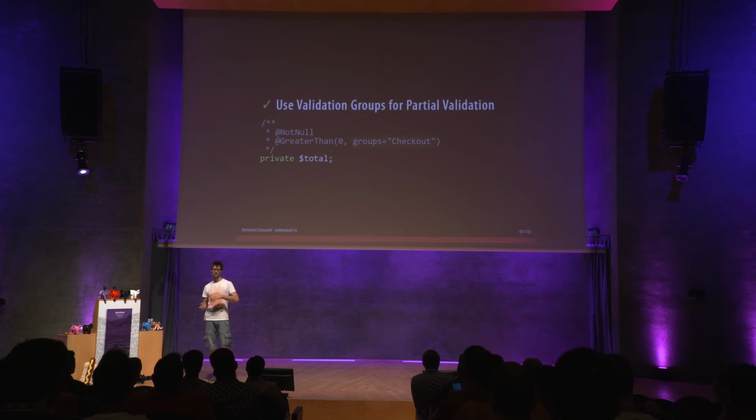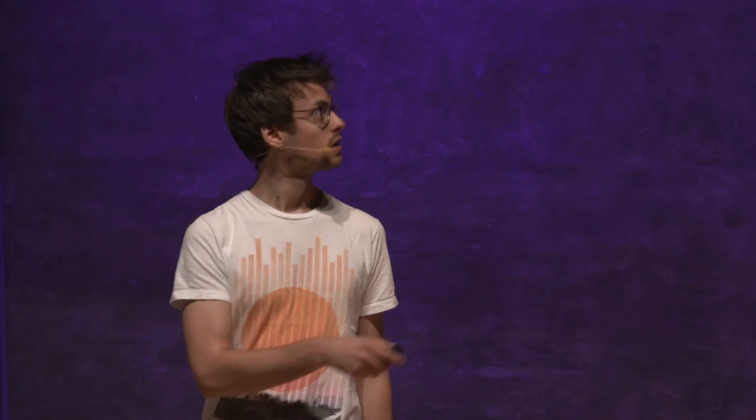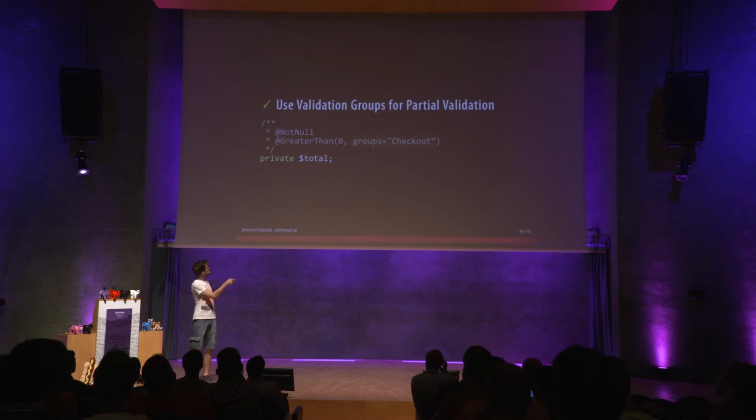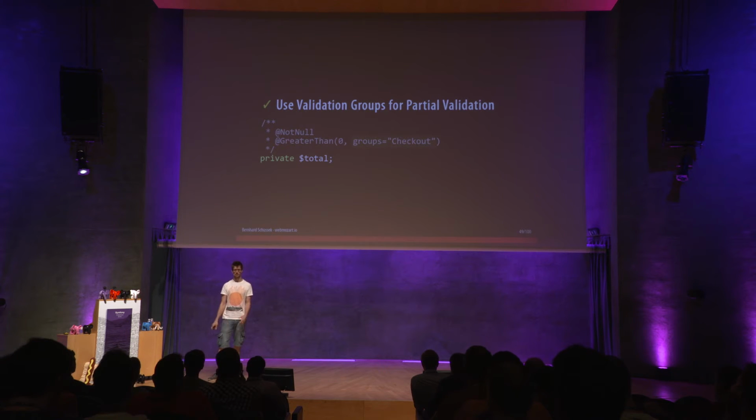If you want to validate just parts of your constraints, I'm sure most of you know that you can use validation groups. So for example, if we go back to our example of place order, we might only need to validate the total of the order in certain circumstances, for example, during checkout. And what you can do is you can add the validation group checkout and then validate the model just for that group during checkout.